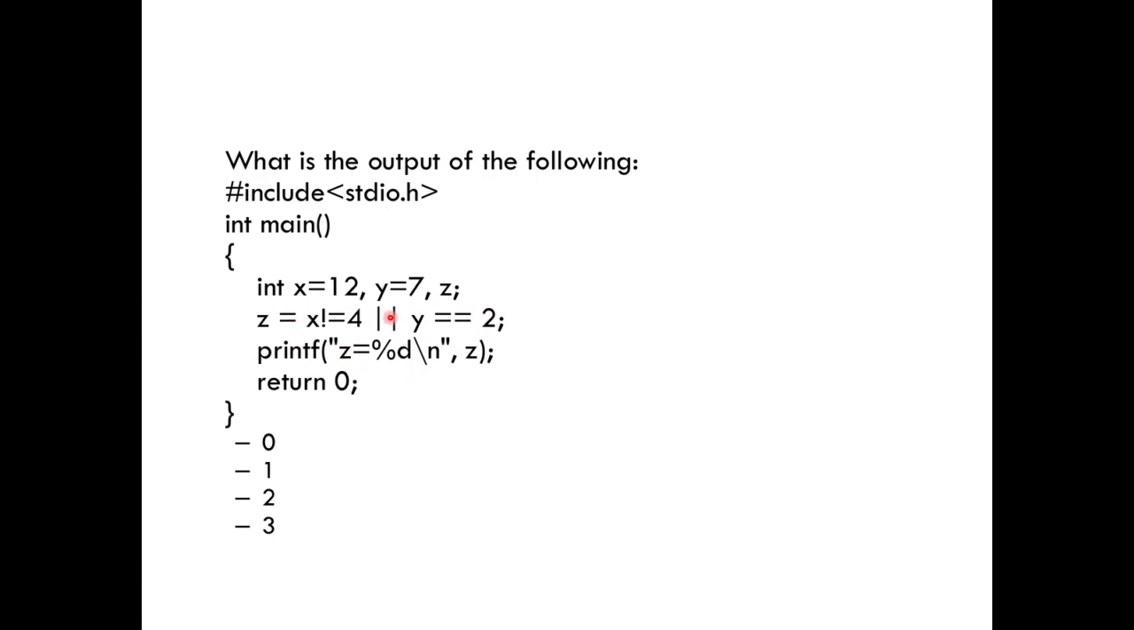Either one should be true, then it is true. So here, what was the output you got? Here it was 1 and here it was 0. So 1 or 0 will be 1, right? So z is equal to 1. So you are going to print here the value of z as 1.